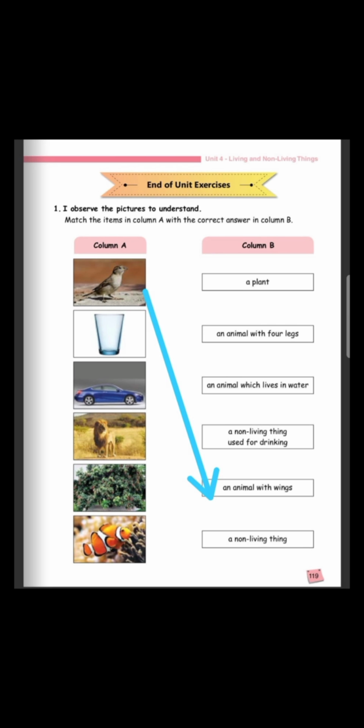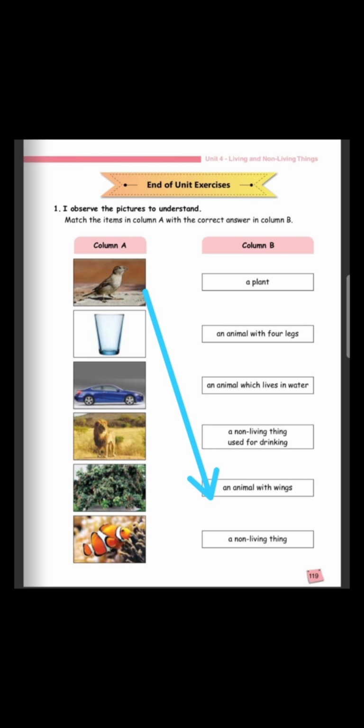Now let us see the second picture. We can see a glass. We have to match this picture to a good statement in column B. So let us start to read again column B. A plant. Is the glass a plant? No. An animal with 4 legs. No, this is not the answer because the glass is not an animal. An animal which lives in water. Again, the wrong answer because the glass is not an animal.